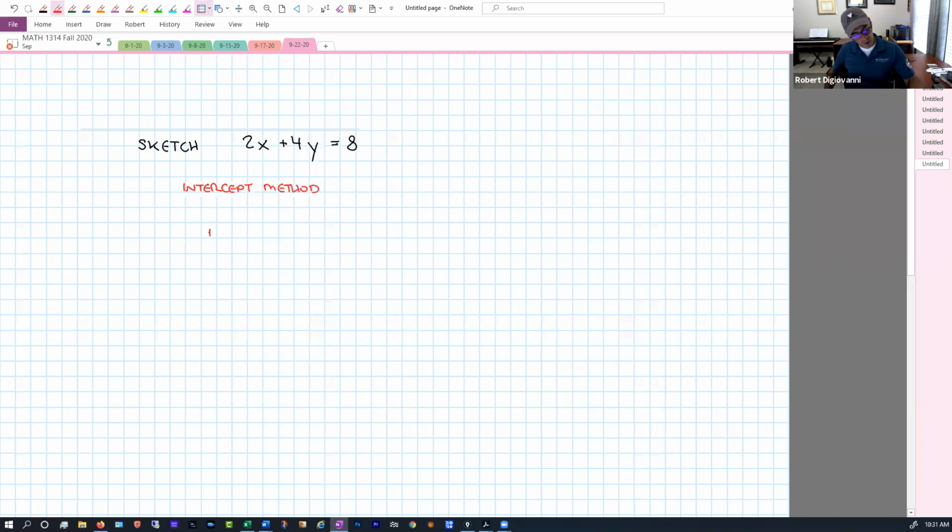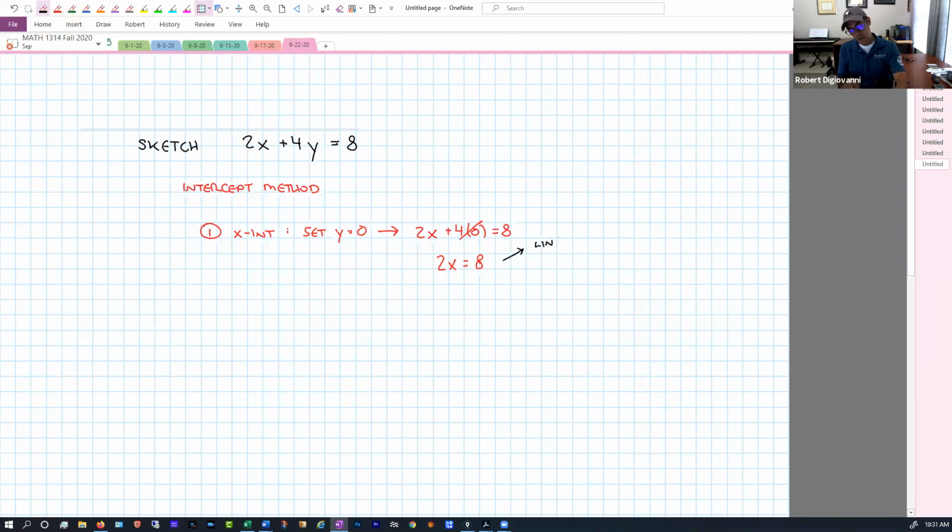So the first thing I'm going to do is find the X-intercept. To do that, I'm going to set y equal to 0. Okay, so let's do that. I'm going to rewrite the equation: 2x plus 4 times 0 equals 8. And notice by replacing the y with 0, this part goes away, and all you're left with is 2x equals 8.